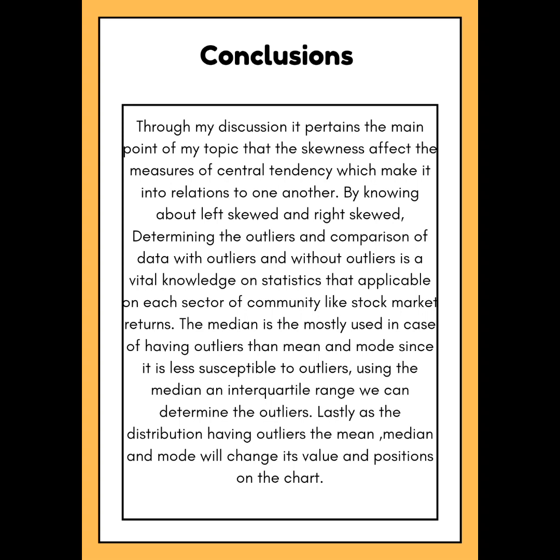The median is the most used in the case of having outliers, rather than the mean and mode, since it is less susceptible to outliers, and using the median and interquartile range, we can determine outliers. Lastly, as the distribution has outliers, the mean, median, and mode will change their values and position on the chart.